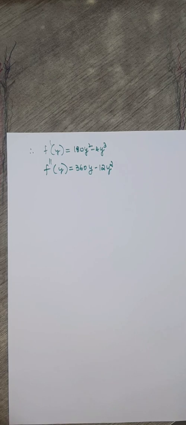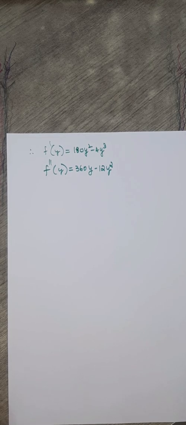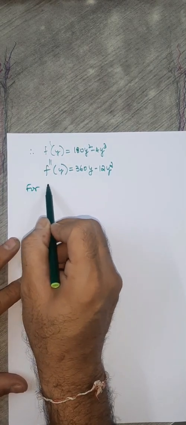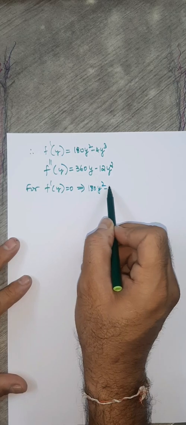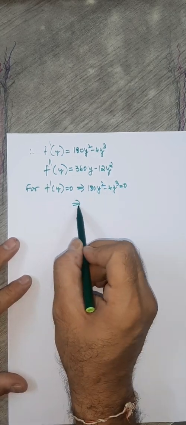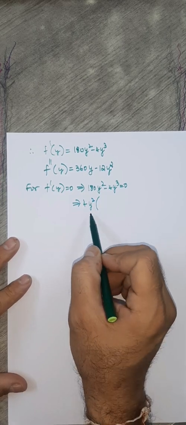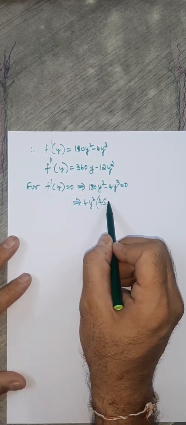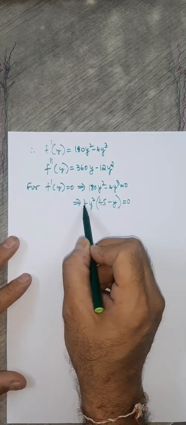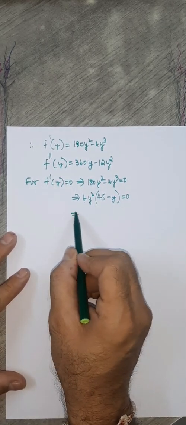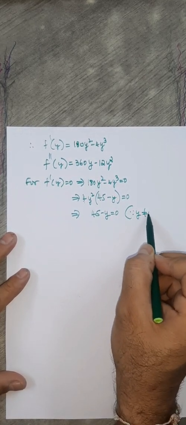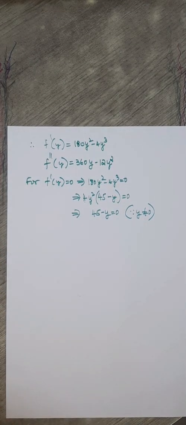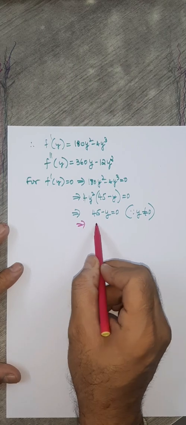Clear? I have just taken the double derivative. Now what do we do? We put the first order derivative equal to 0. It implies you have 180y square minus 4y cube equals 0. You can take 4 common, you can take y square common. So we get 45 minus y equals 0. 4 can never be 0, y can never be 0, because you are asked for positive integers. So 45 minus y should be 0. So y equals 45.